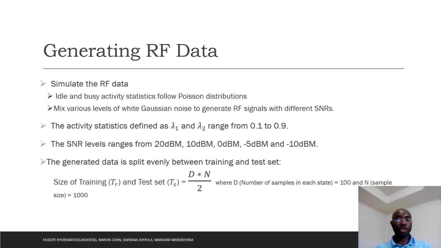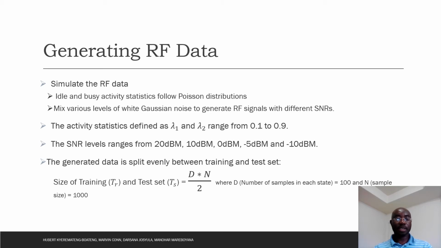Methodology. Generating RF data. We simulated the RF data with idle and busy activity statistics, which follow a Poisson distribution. Mix various levels of white Gaussian noise to generate RF signals with different SNRs. The activity statistics defined as lambda 1 and lambda 2 ranges from 0.1 to 0.9. The SNR levels ranges from 20 dBm, 10 dBm, 0 dBm, negative 5 dBm, and negative 10 dBm. The generated data is split evenly between training and test set.